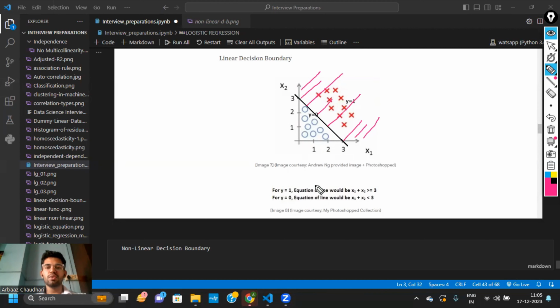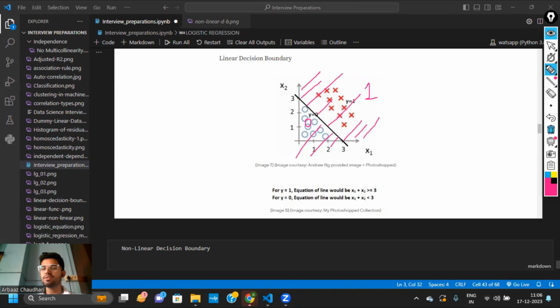Okay, guys. And if the equation of the line is x1 plus x2 less than 3, less than 3 means all this side, it is the zero class data points. So with the help of a linear decision boundary, we are able to classify the data points into 0 and 1. When the data points are linearly separable, just by drawing a linear decision boundary, we can separate the two classes. That's what is written over here.